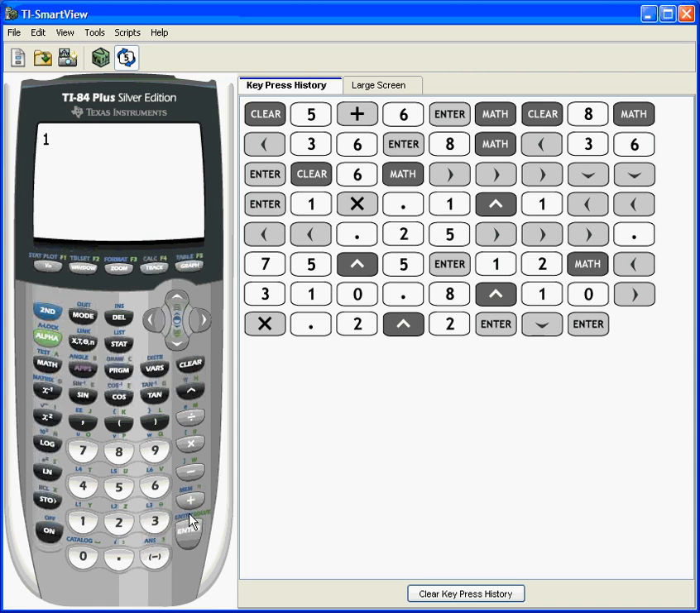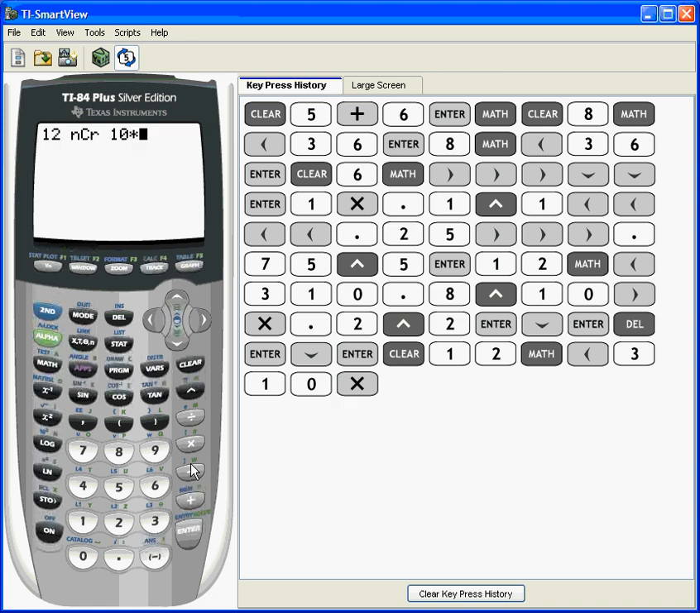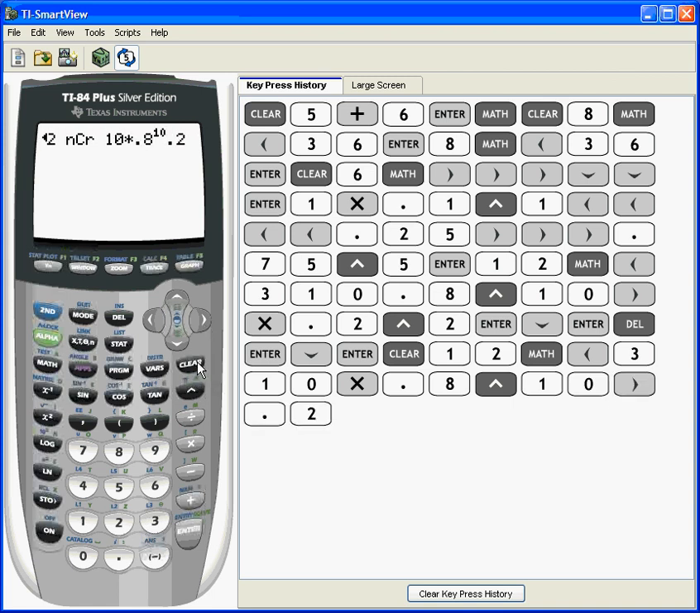Oh, I did something wrong. It doesn't like that symbol there. Still doesn't like something. Let's just start all over on that one. So 12, math, PRB, number 3, 10. Something tells me I left out my multiplication here. 0.8 raised to the 10th for the number of successes, and 0.2 raised to the second for the number of failures. And that's where we got that number from.